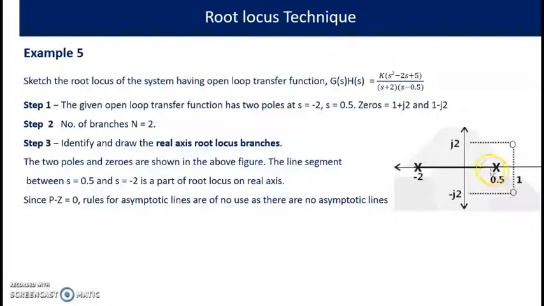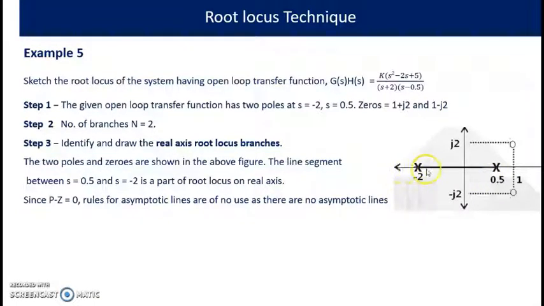So take any point in between 0.5 and minus 2. To the right of that particular point, there is only one pole and two zeros, 1, 2, 3. It is an odd number. So all the points in between 0.5 to minus 2 are part of the root locus.